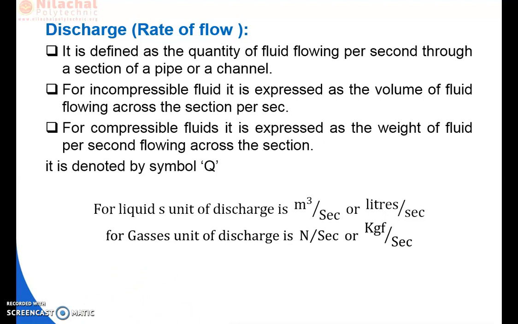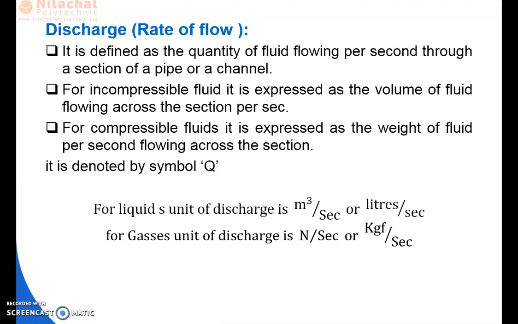We know that there are two types of fluid. One is incompressible fluid, another is compressible fluid. The incompressible fluids are known as liquids, where the definition is the volume of liquid flowing per second. Similarly, for gases or compressible fluids, it is expressed as the weight of fluid flowing per second across a section. It is denoted by symbol Q.